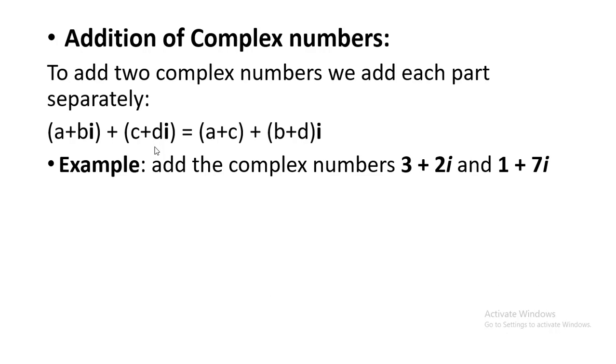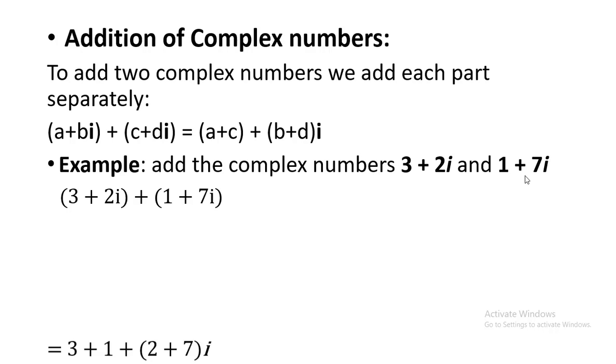Okay, now let's take an example. Let's suppose we need to add two complex numbers: 3 plus 2 iota, and the second number is 1 plus 7 iota. Now how do we add these two numbers? Let's first say that 3 is the real part of the first number, and 1 is the real part of the second number. 2 iota is the imaginary part of the first number, and 7 iota is the imaginary part of the second complex number, right?